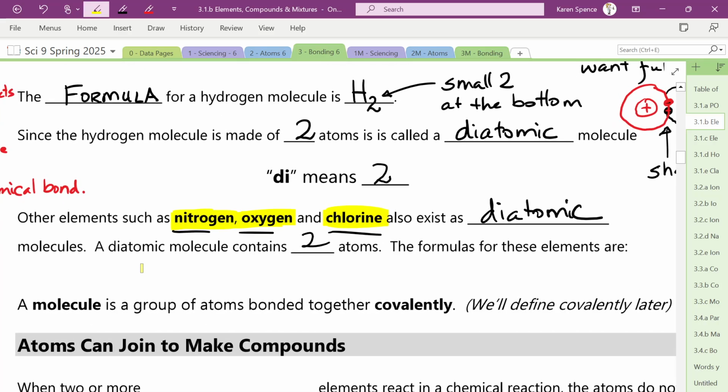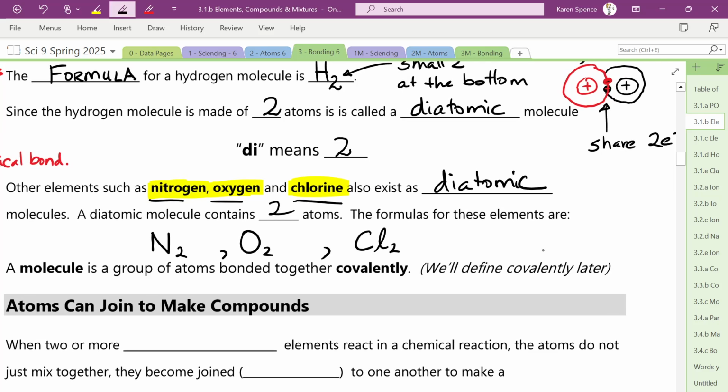Okay, so we have our nitrogen, our oxygen, and our chlorine. What is the formula for nitrogen? N2. What is the formula for oxygen? O2. And what is the formula for chlorine? Cl2. Now, is that capital C, capital L, or capital C, little l? Little l, Cl2. Okay. And you'll notice I tend to write my L's like that so they don't look like I's, because I often looks like L.